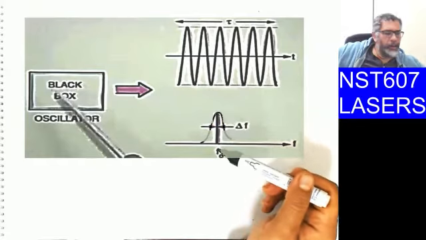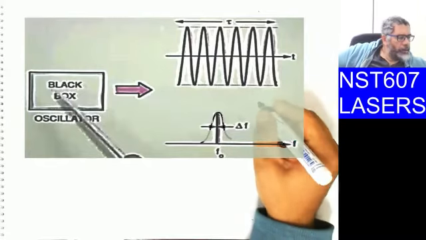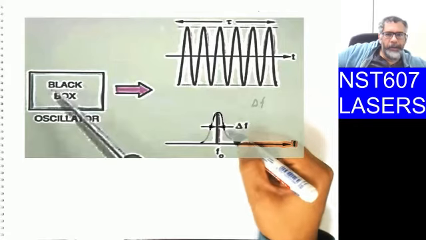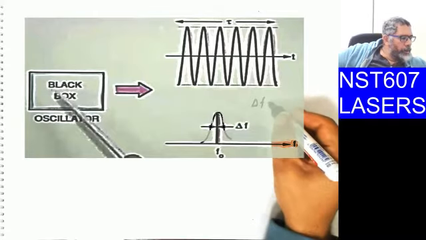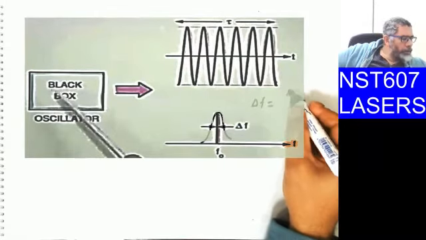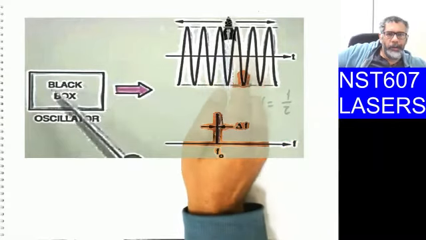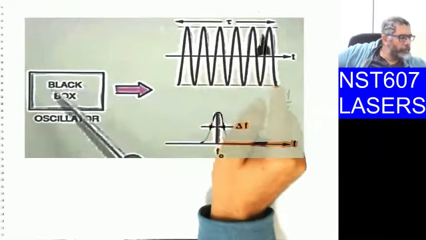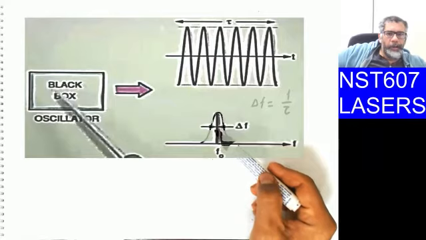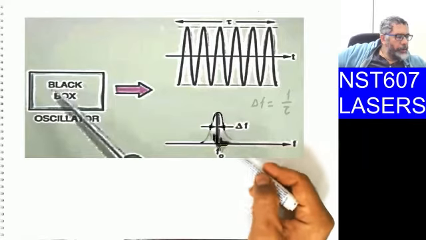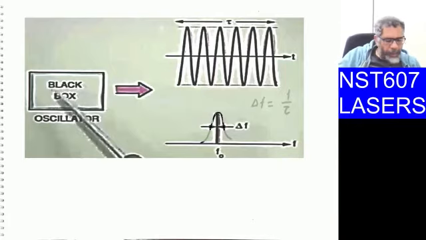So I think we might have discussed that this delta f, or the bandwidth of the frequency domain, is just equal to the inverse of tau. Whatever the length tau of the signal in the time domain, if you take the inverse of it, you will get the width of this distribution in the frequency domain. So what I'm trying to describe is the output of a black box oscillator.